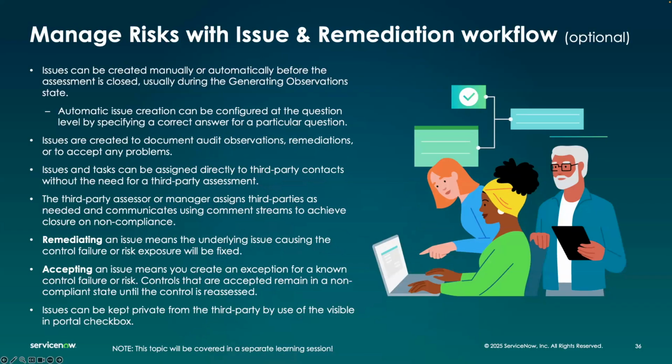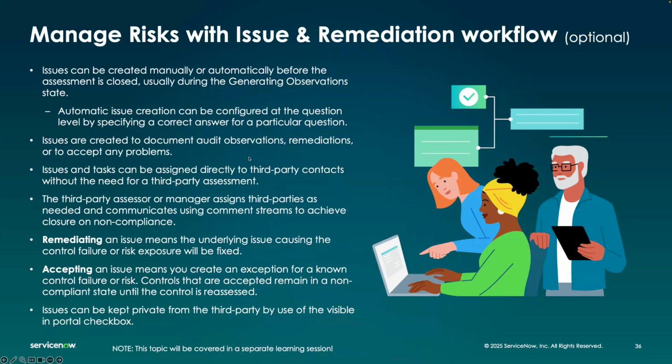What is possible with the third-party risk management application, again at a very high level, is the ability to manage risks with issue and remediation workflow. This is optional. However, it is highly likely that there will be some issues identified as part of the process of assessing third parties, and those will need to be remediated or accepted as risk. So issues can be created manually or automatically before the assessment is closed, during the generate observation state of the third-party risk external assessment. Automatic issues can be created based on rules that can be configured at the question level, wherein based on an incorrect response, an issue may be generated.